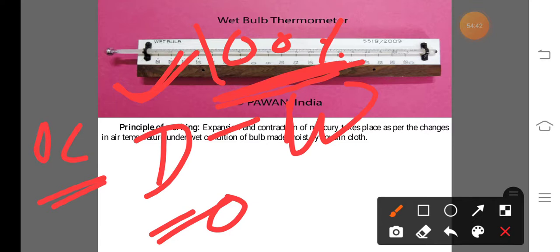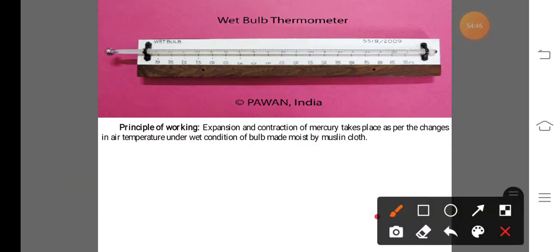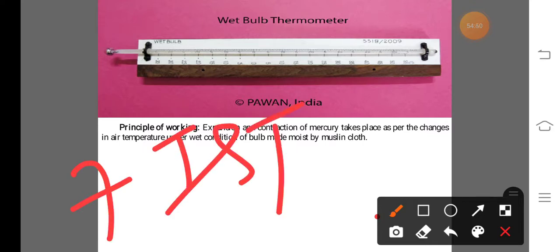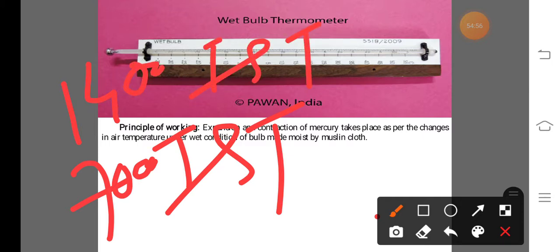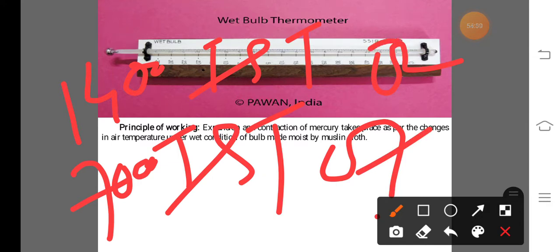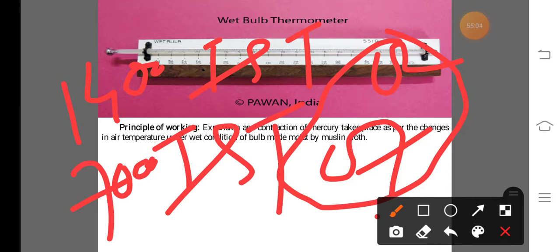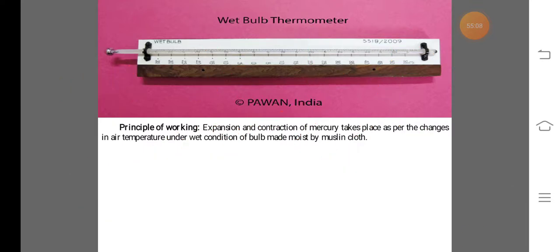And the time of observation of this dry bulb and wet bulb thermometer is 7:00 Indian Standard Time and 14:00 Indian Standard Time. That means 7 o'clock and 2 o'clock Indian Standard Time. This is the time of observation of the dry bulb and wet bulb thermometer. So like that, this is about the dry bulb and wet bulb thermometer.